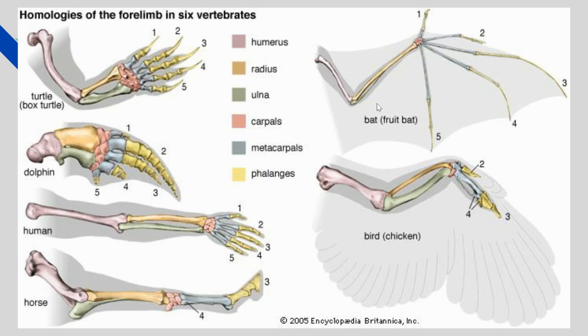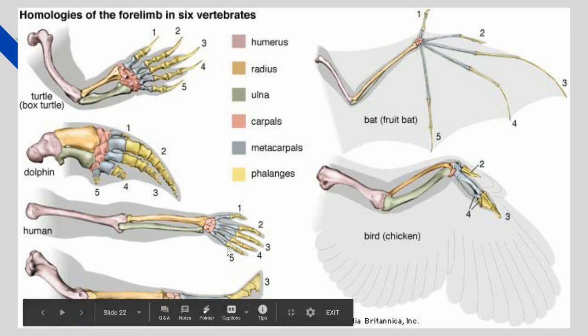A bat has more in common with other mammals, such as a human, than it does with a bird. That's because of homologous structures. The bat's arm structures are more homologous with other mammal structures.